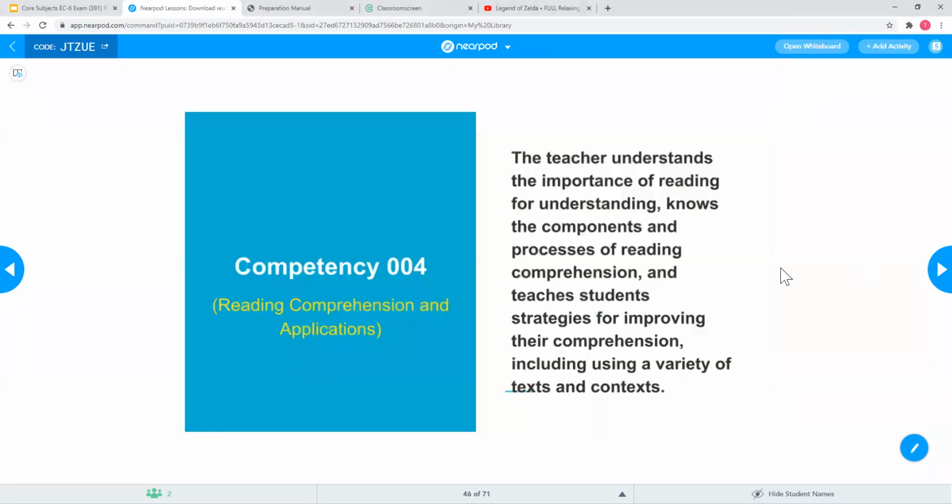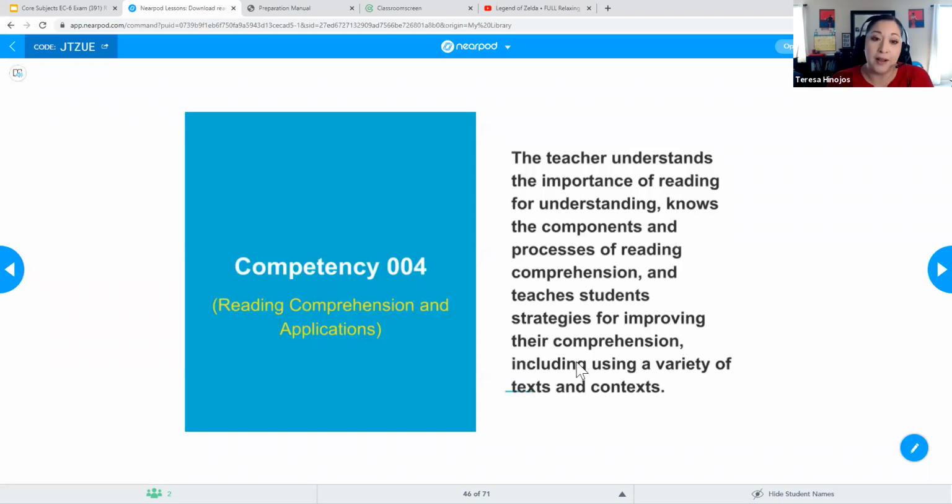Thank you. Okay, so we've got 2 more competencies to get through. The next one is competency 4. This one's dealing with reading comprehension and applications. So the teacher understands the importance of reading for understanding, knows the components and processes of reading comprehension, and teaches students strategies for improving their comprehension, including using a variety of texts and contexts.